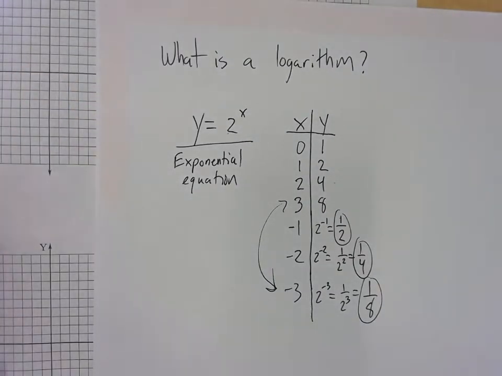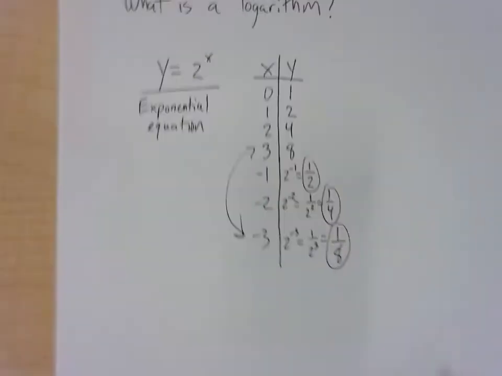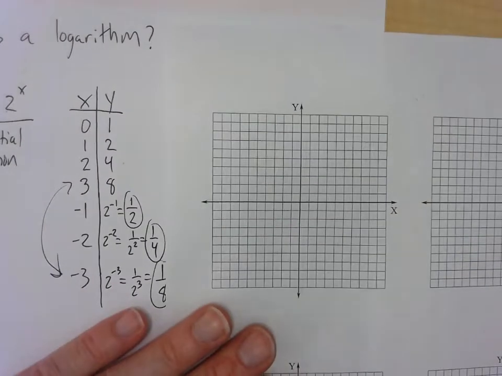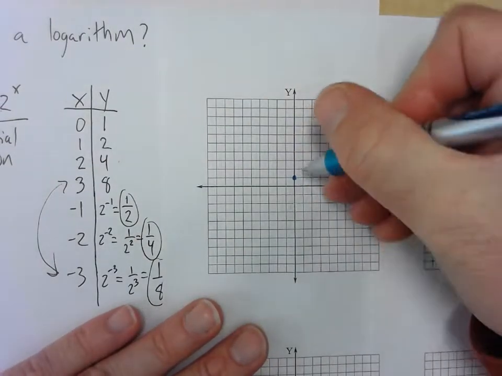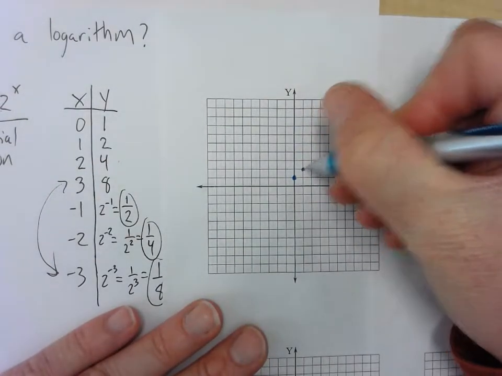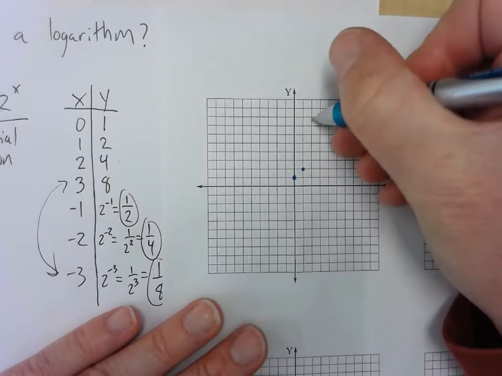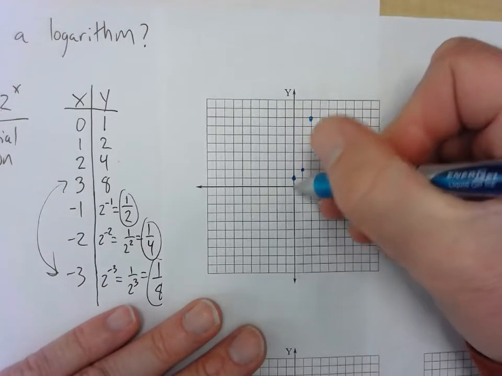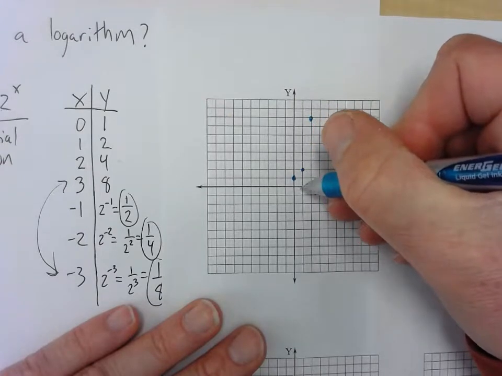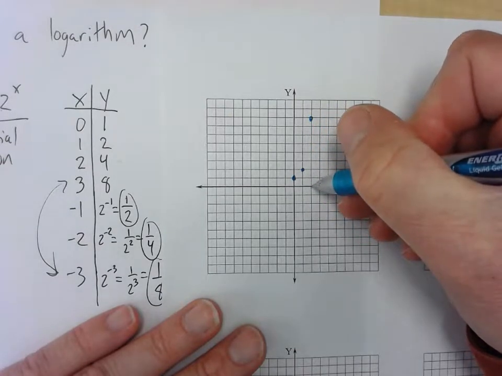Now, this graph is going to happen on this graph paper here. So I'm going to take these points and graph them out. 0, 1, and 1, 2, and 3, 8. So this rises really fast, which is why it's exponential. So it's 0, 1, 1, 2, 2, 4.